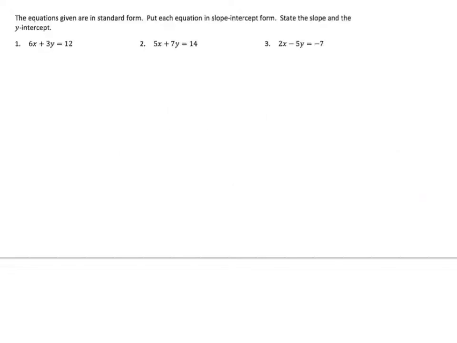All right, the equations given are in standard form. Put each equation in slope-intercept form. State the slope and the y-intercept. So standard form, we haven't done standard form. You may have learned it in Algebra 1. Little reminder: Ax plus By equals C, where A, B, and C are all integers.